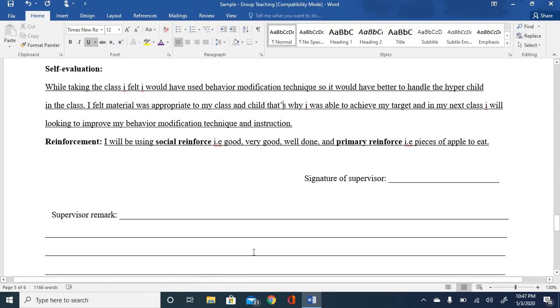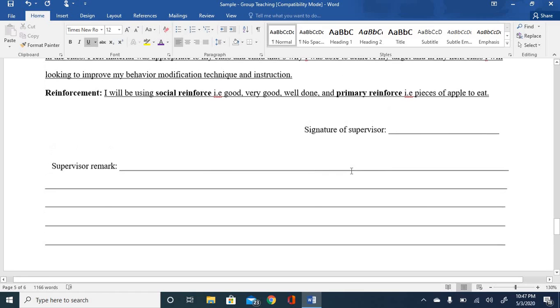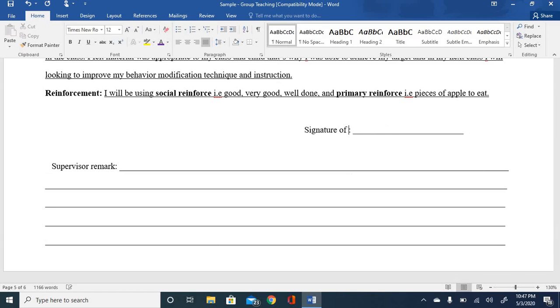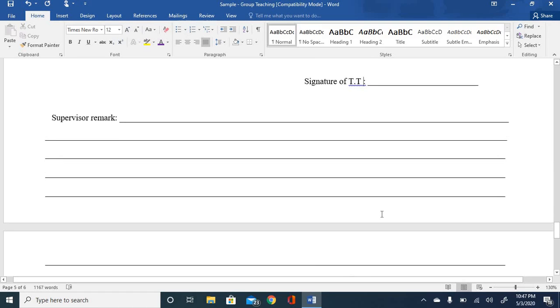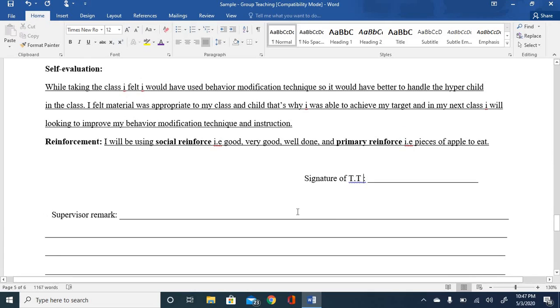So anyways, this is about a group teaching, and here is the signature of the supervisor. Here it is actually the signature of TT, that means teacher training. And then supervisor's remark: those who will be observing you will be writing their remarks, and finally they will be signing. So this is how you're going to prepare your group teaching.